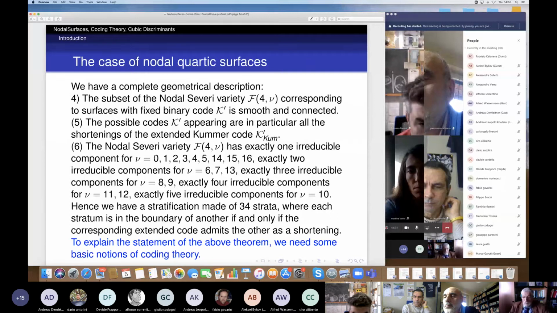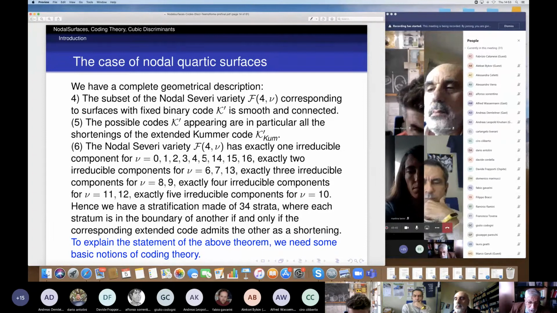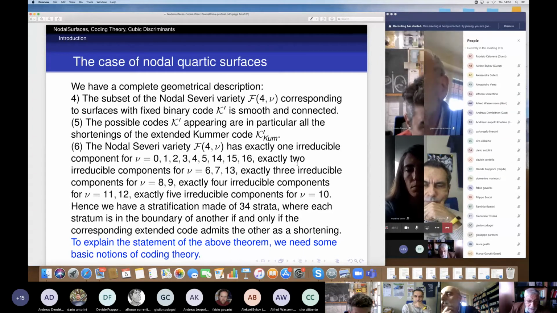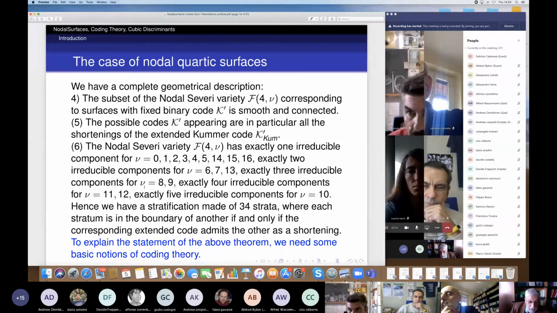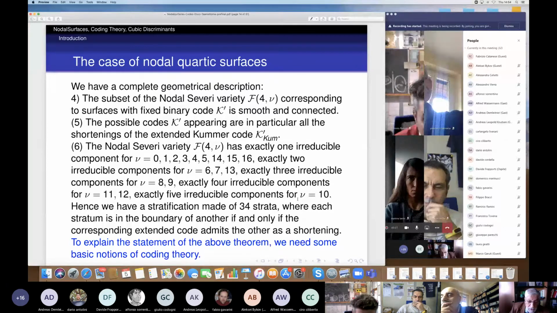And to give a flavor of the power, the nodal Severi variety has exactly one irreducible component for 0, 1, up to 5 nodes, and 16, 15, and 14. In the middle, we get 2 irreducible components when the number of nodes is 6, 7, 13, 3 irreducible components for ni equal 8, 9, 4 components for ni equal 11, 12, and in the middle for ni equal 10, five irreducible components.